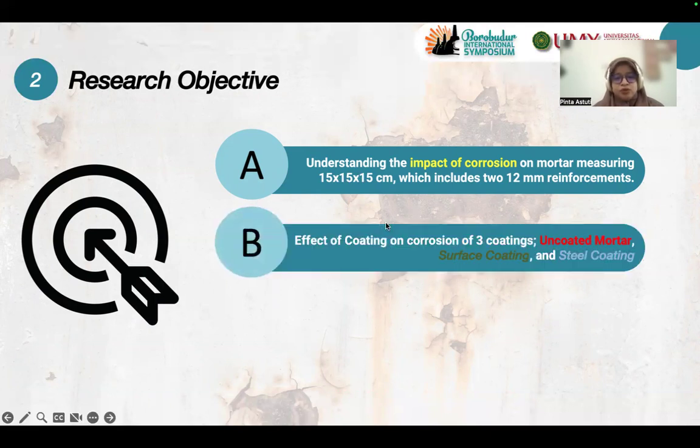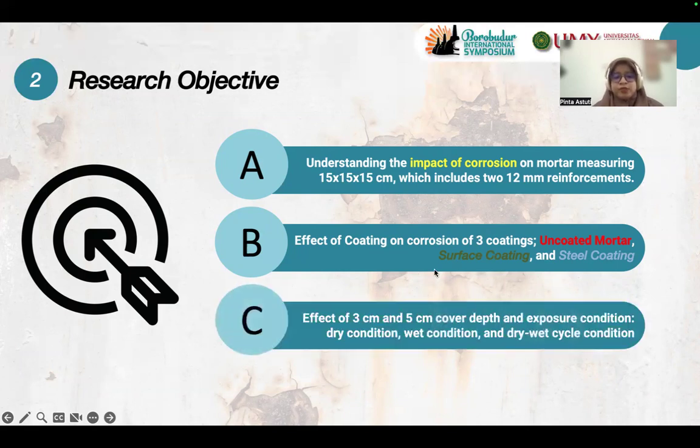Then we want to know the effect of the corrosion prevention method by coating technique on corrosion of our mortar specimen, and we apply 3 types of coating method: uncoated steel bar, concrete surface coating, and steel surface coating. The last objective is to understand the effect of the concrete cover depth, 3 centimeter and 5 centimeter, and also the exposure conditions: dry, wet, and dry-wet cycle.